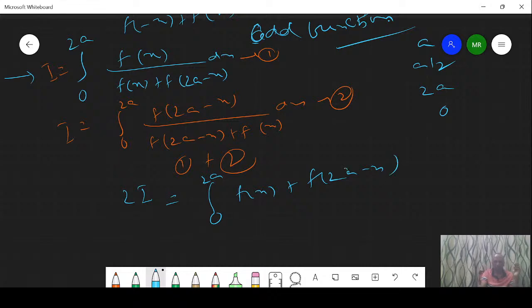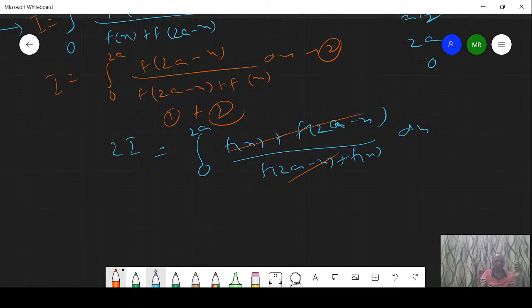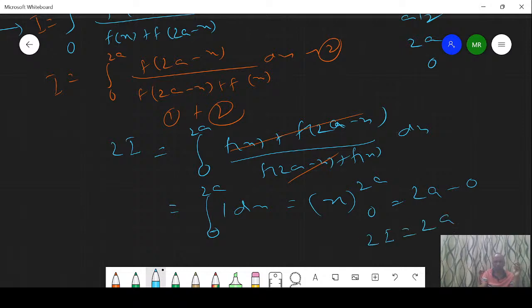2a minus x by f of 2a minus x plus f of x dx. Now you can see this one, I can eliminate this one, right? These two are same. It will get 2I equal to integral 0 to 2a, correct? Now I can write integral 0 to 2a 1 dx. This will be x, limit 0 to 2a, it will come 2a minus 0. So 2I is equal to 2a. Your answer is coming, I is equal to a.